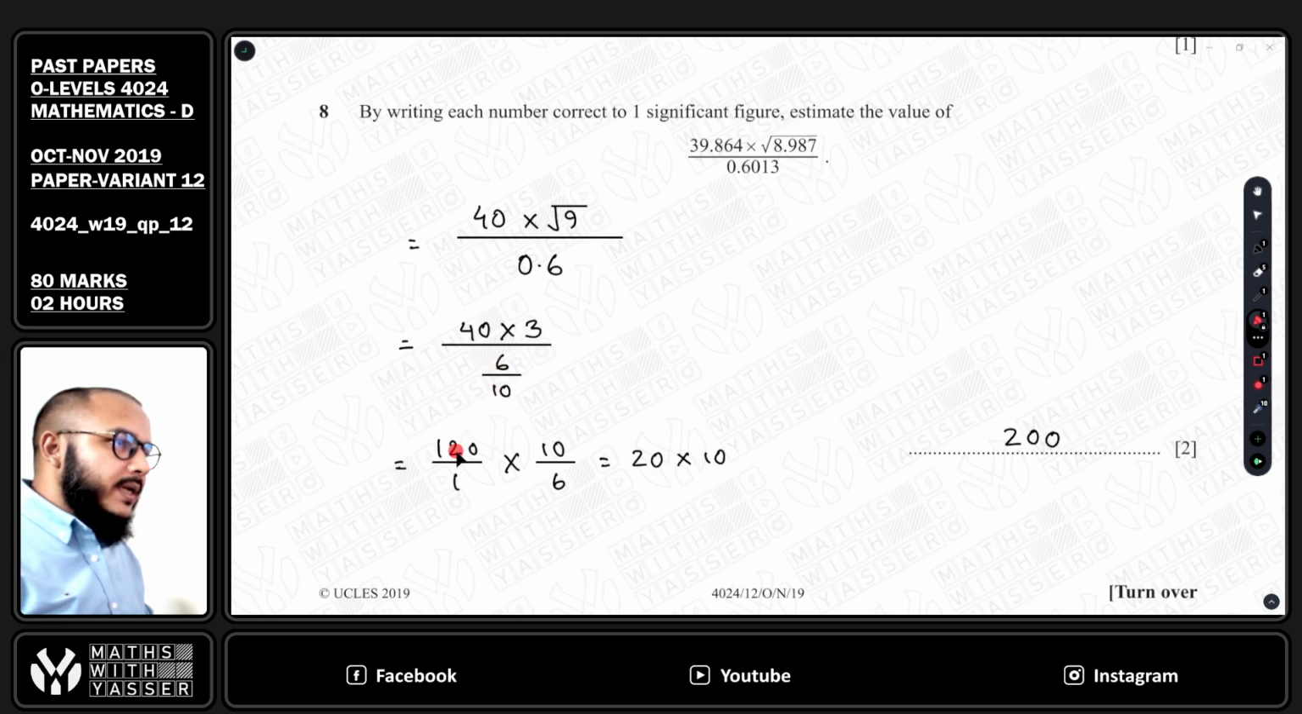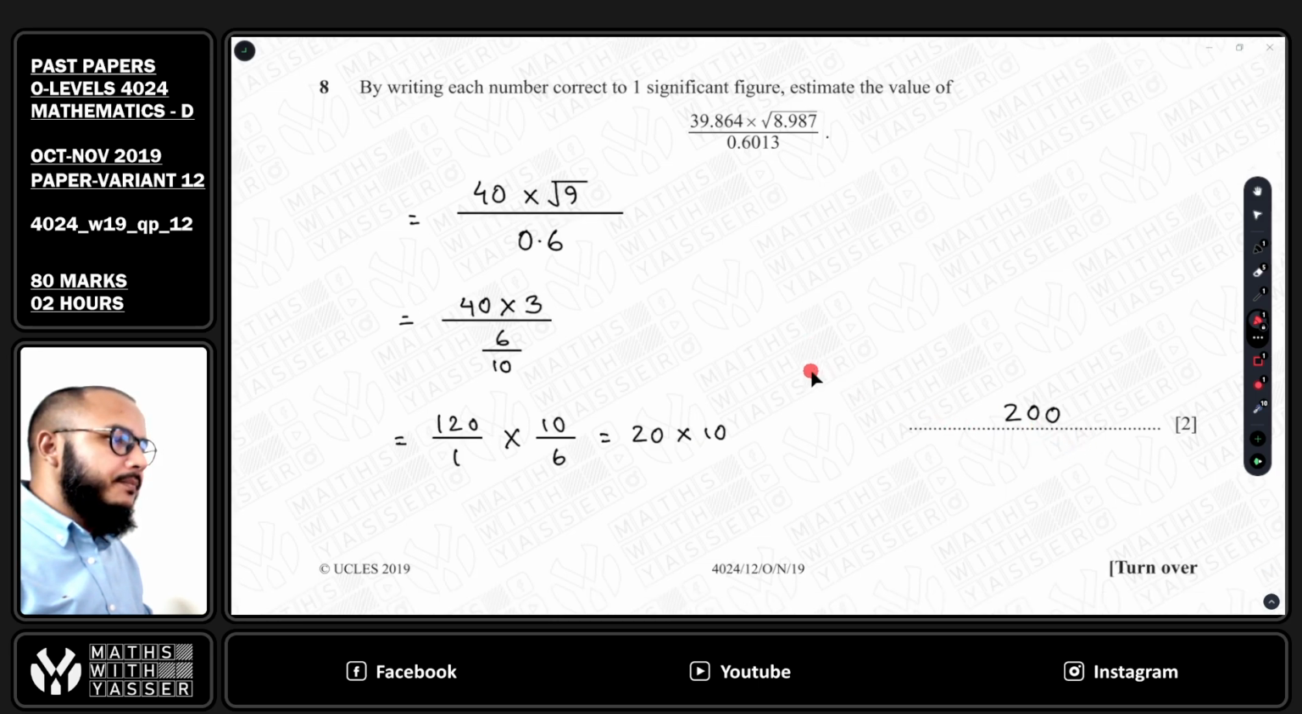40 times 3 is 120, and 6 over 10 is getting divided by 120. So I can also multiply with its reciprocal. So 6 over 10 becomes 10 over 6. And 6 times 20 is 120 times 10. So it will be 20 times 10, which is 200.